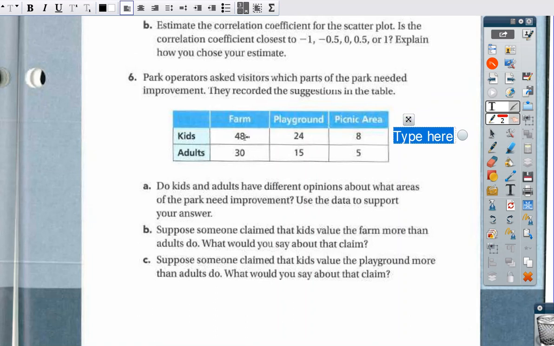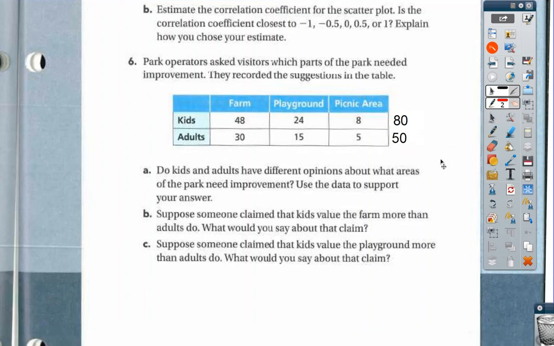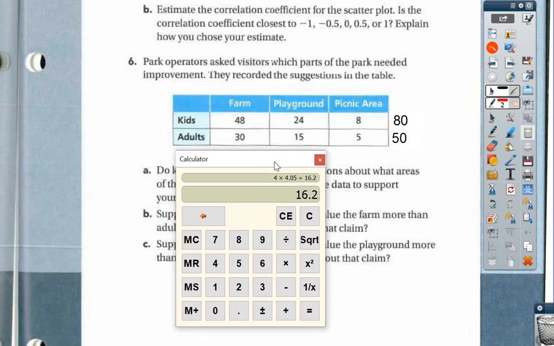So, I'm going to figure out here, we have 48 plus 24 plus 8, so there are a total of 80 kids. In that same span, we have 50 adults. Clearly, some adults have more than one kid. So, I'm going to pull this calculator up. And so if we had 48 divided by 80 for the farm, that's 60% responded farm.